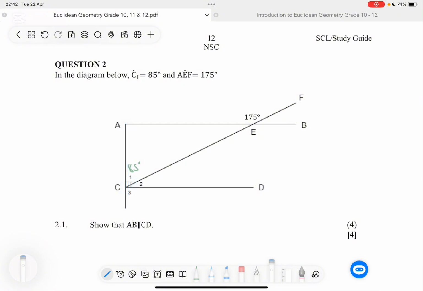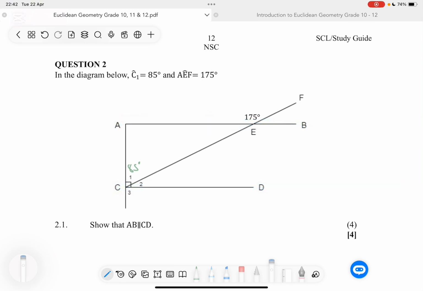Now, we can then look at 2.1 that says to us, show that line AB is actually parallel to line CD. So we need to prove that these two lines are parallel.